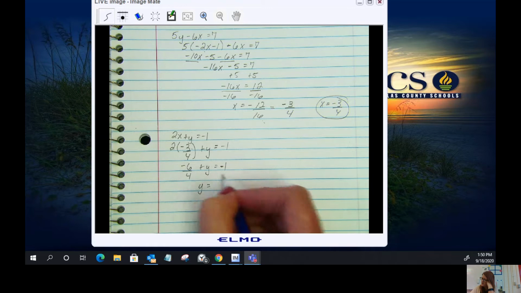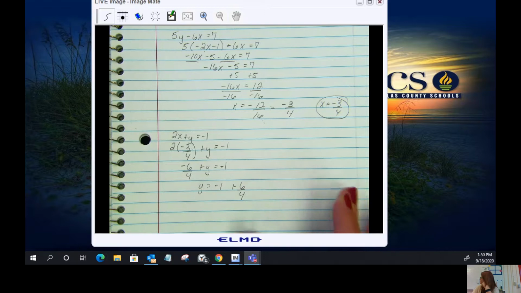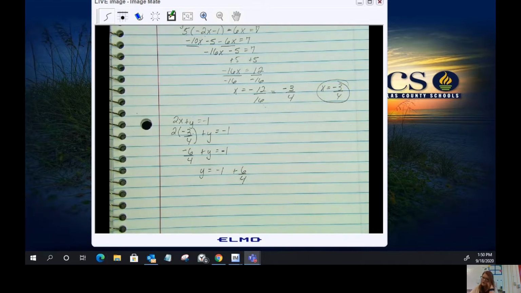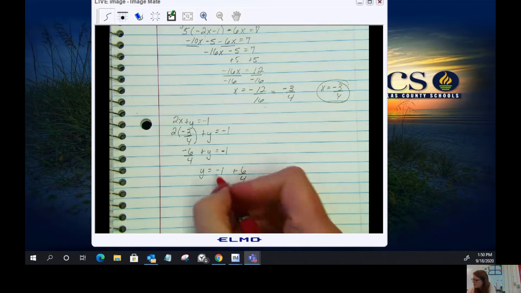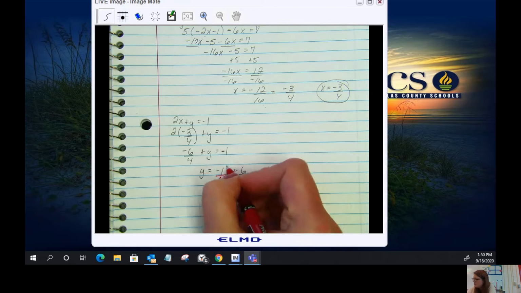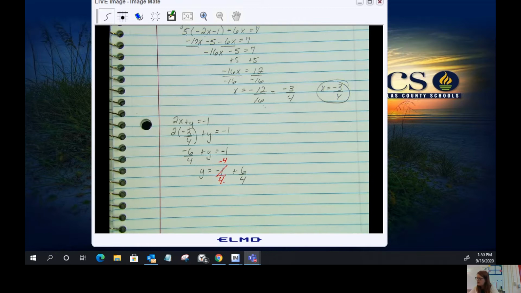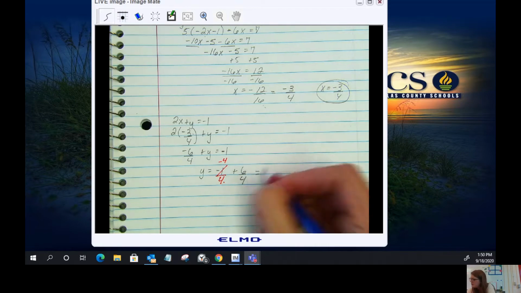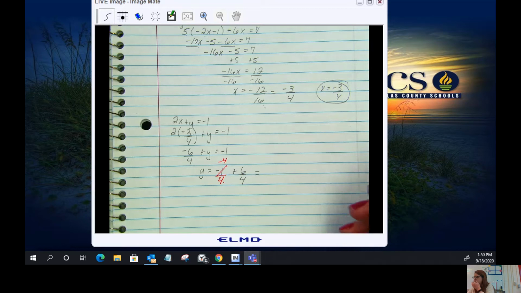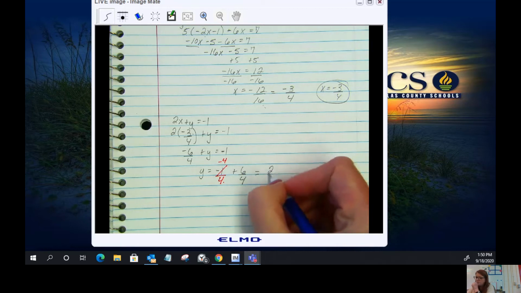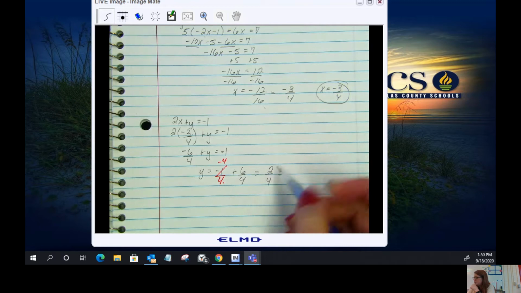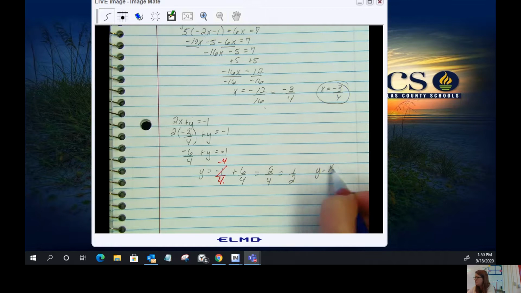y equals, I'm going to add 6/4 to both sides. -1 plus 6/4. And of course, I need a common denominator here. So to write -1 with 4 in the denominator, we would just put 4 down there, and this would become -4. So -4 over 4 is the same as -1. And now we can combine. y equals -4 plus 6 is +2/4. And again, we can reduce this. That would be 1/2. So y equals 1/2.